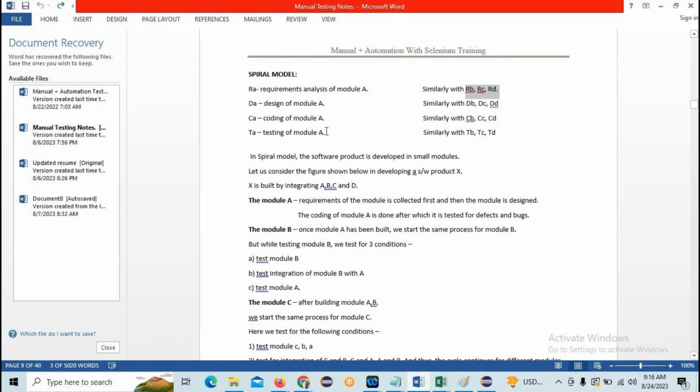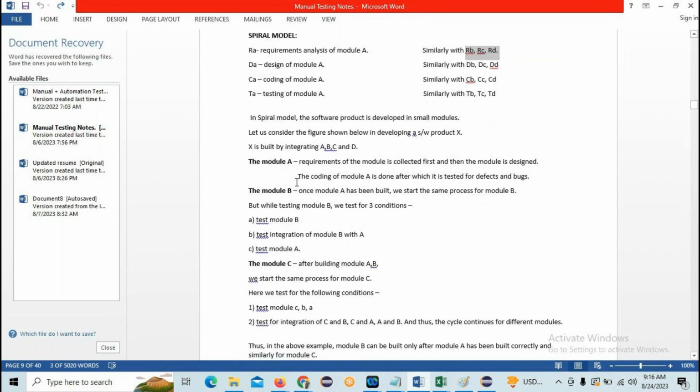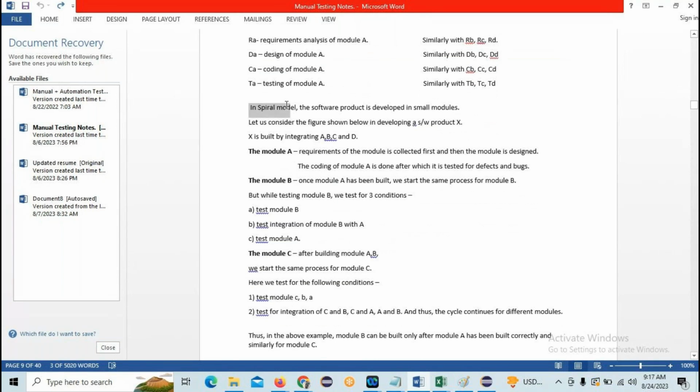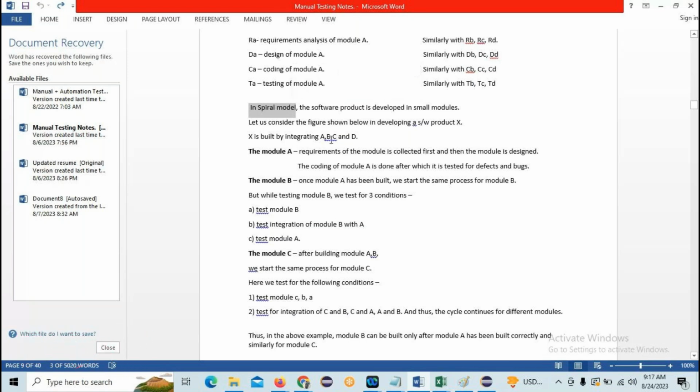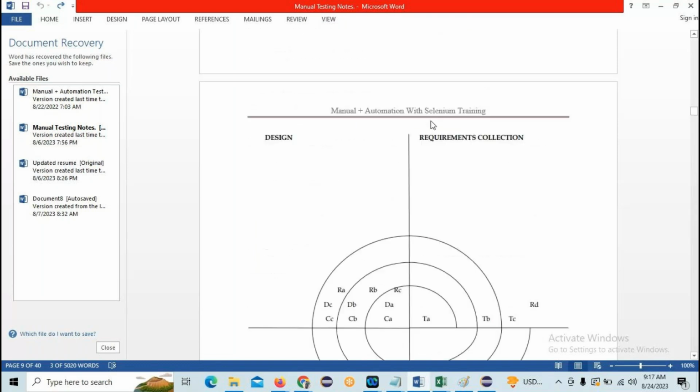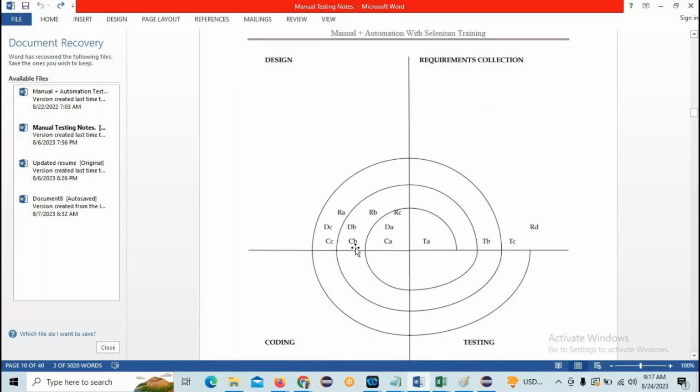Similarly, CB/CC/CD is coding of module B, module C, module D, and similarly TB/TC/TD is testing of module B, module C, module D. That's what we have in the theoretical matter here. In the spiral model, the software product is developed in small modules. Let us consider the figure shown below, developing a software product as X.